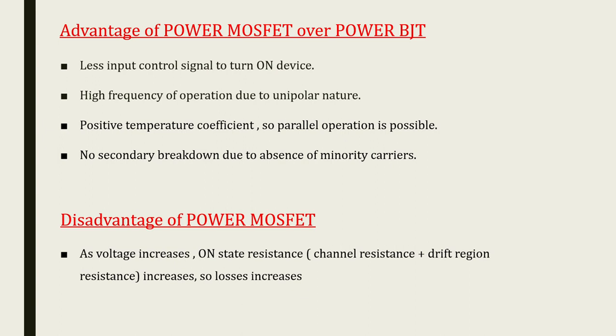Okay, understood? Why is it used in low power? Because there the on state resistance will be higher when compared to BJT and other devices. On state resistance will be higher as the voltage increases. And also switching speed will be faster because of the presence of majority carriers only. So power MOSFETs are used in low power high frequency applications.